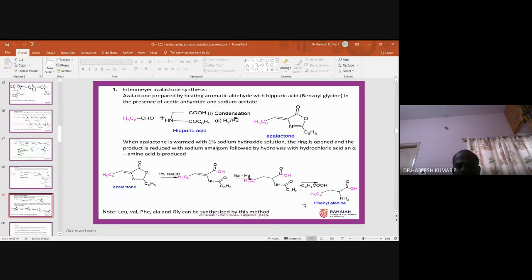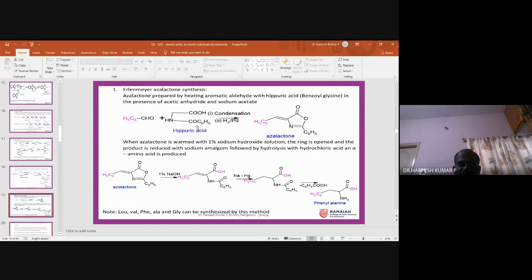By azlactone, it is possible to prepare phenylalanine. Of course, other amino acids like leucine, valine, alanine, glycine can be synthesized by this method. So what is here? You should be aware of hippuric acid. This particular hippuric acid you are going to synthesize in a laboratory when you are in the third semester. So what is hippuric acid? You know that C6H5CO is called benzoyl group.